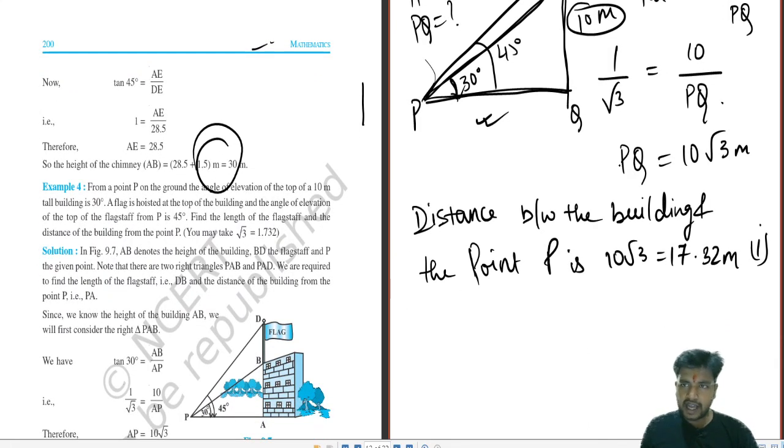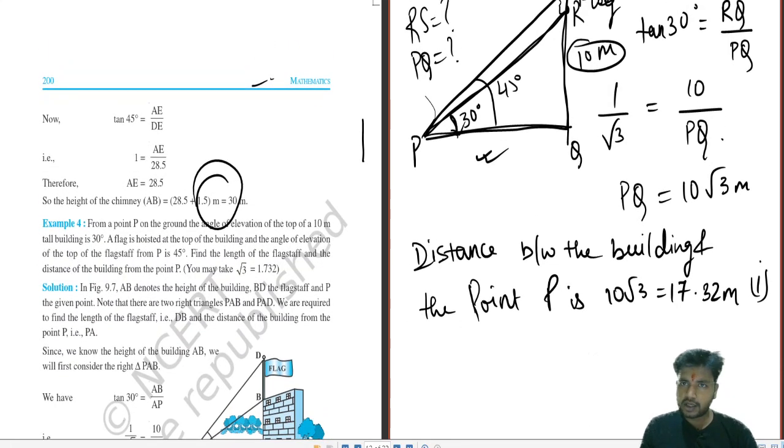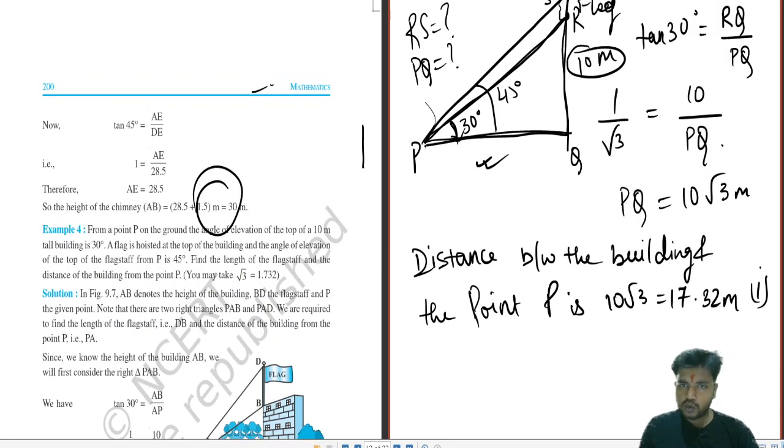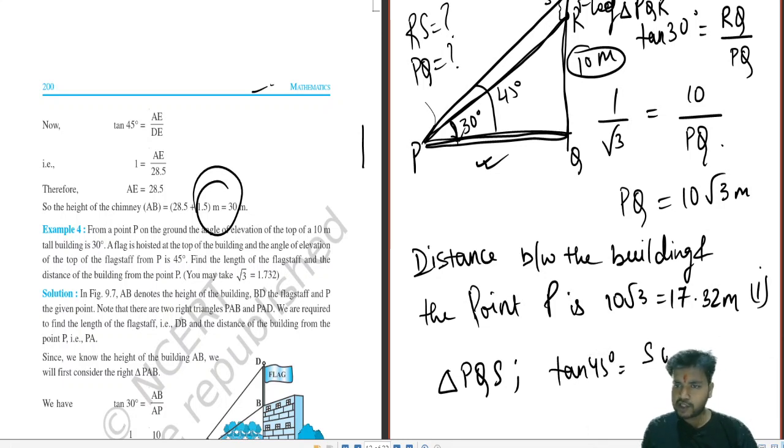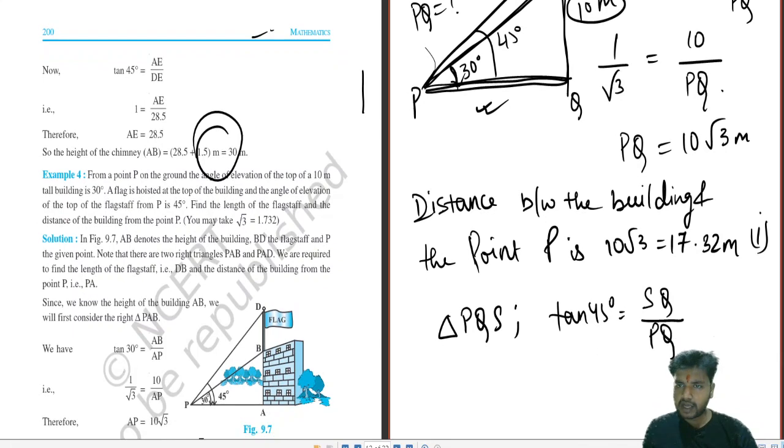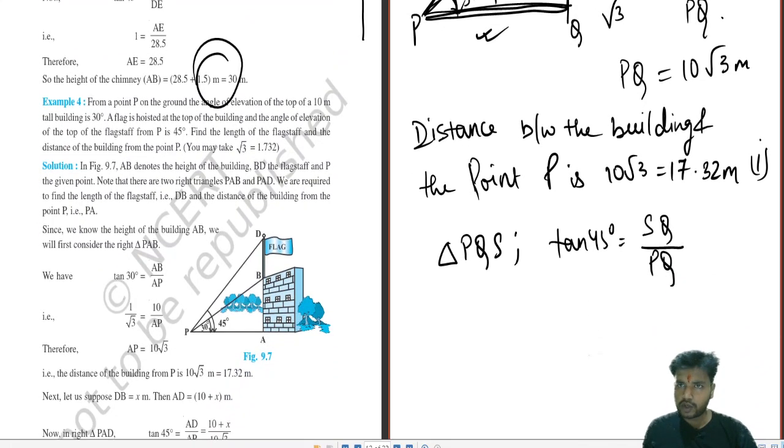Now if you see in the diagram correctly, I have to show the diagram a bit. If we use the help of PQ, this was in triangle PQR. We have solved for triangle PQR. Now we'll solve for triangle PQS. In triangle PQS, tan 45 degree is equal to SQ by PQ. From the question we have received this. Now we can move further. We don't have to look into the diagram.